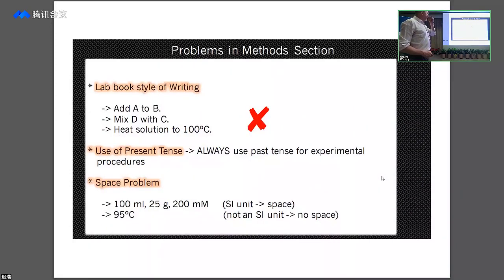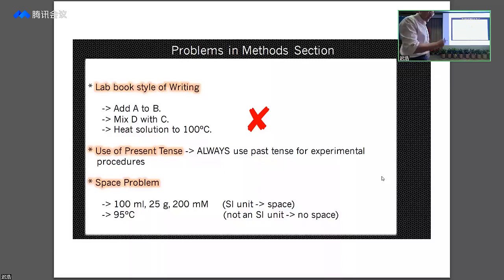So here are a number of issues that I have come across in the method section, just small things, but something for you to pay attention to. Sometimes I find students have copy-pasted their lab book descriptions of what they do. It looks like add A to B, mix D with C, heat solution to 100 degrees Celsius. You cannot do that. This is in your lab book. This is your protocol that you have saved on some laboratory computer to describe to you what you have to do.